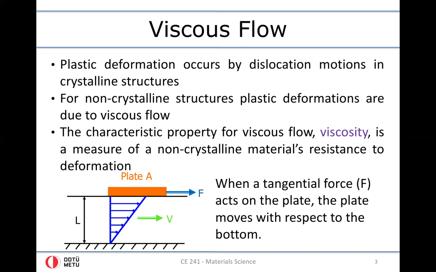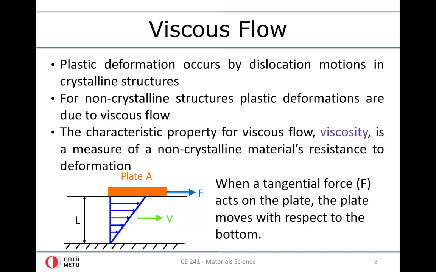So we have seen in the preceding chapter that plastic deformation occurs by dislocation motions in crystalline materials, but when we consider plastic deformations in non-crystalline, in other words, amorphous materials, we typically observe that plastic or viscoplastic deformations are due to viscous flow, although at different time scales, right? So there's a huge spectrum of time scales for inelastic deformations in amorphous materials.